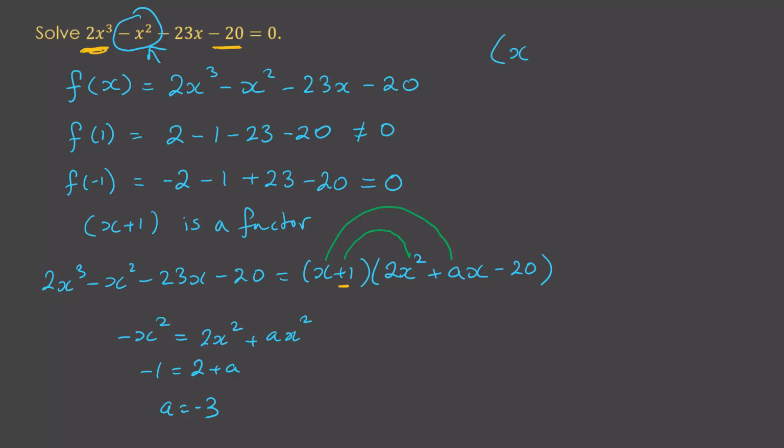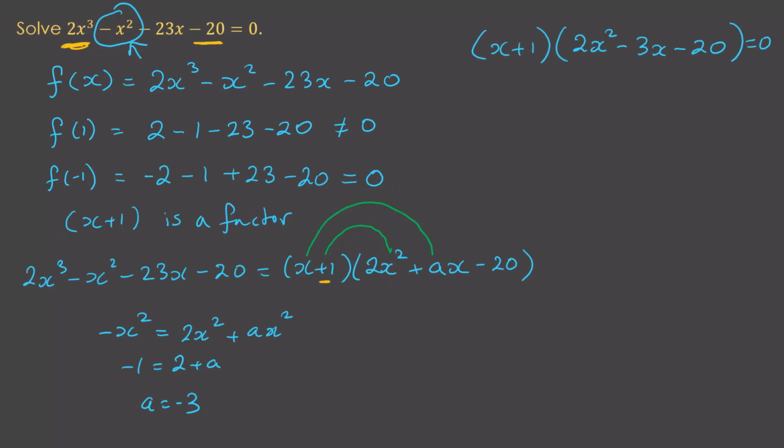So I now can factorize this quadratic because I know it is 2x squared minus 3x minus 20. At least I hope I can factorize it. And of course we want that equal to 0. So let's think about factorizing it. If we can't, we just use the formula.